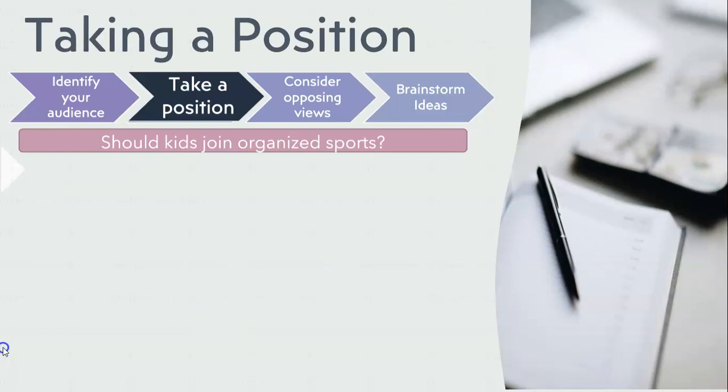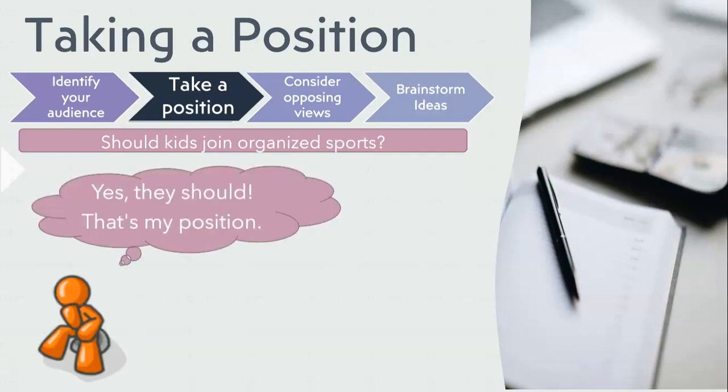First up is taking a position. So we are in the second of 4 steps in our pre-writing phase for writing argumentative text. And we are going to revisit our example prompt from yesterday. Should kids join organized sports? So to take a position, you're just going to immediately read the question and think to yourself, in this case, I believe yes, they should. Okay, that's my opinion, so that is my position.